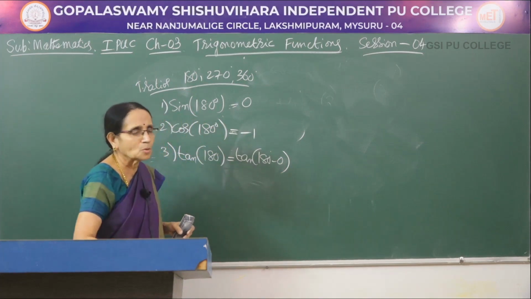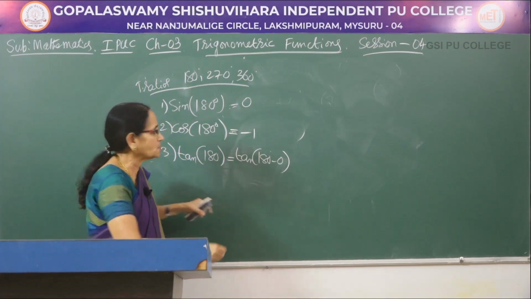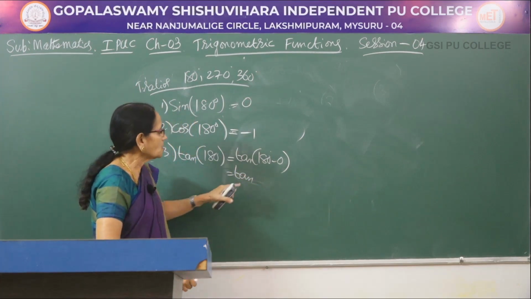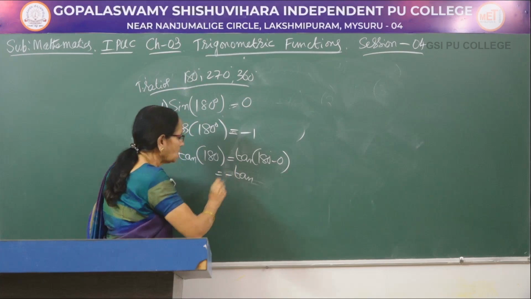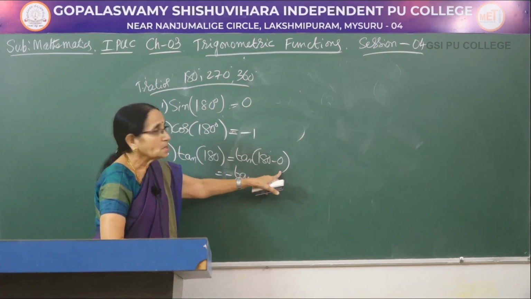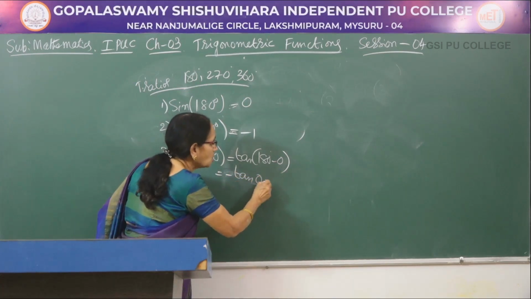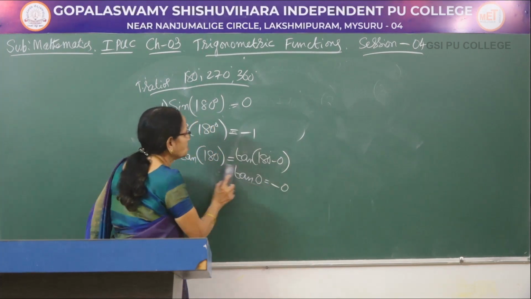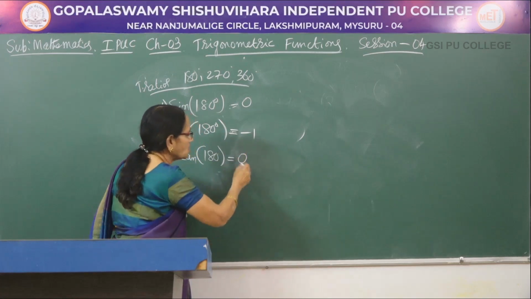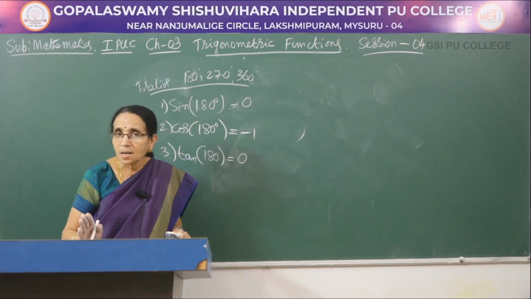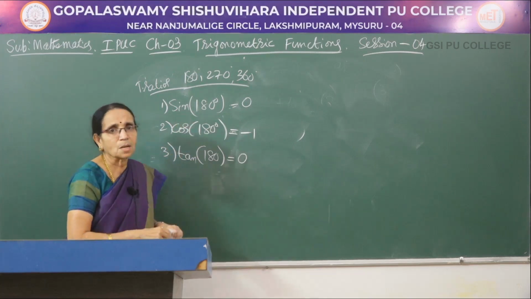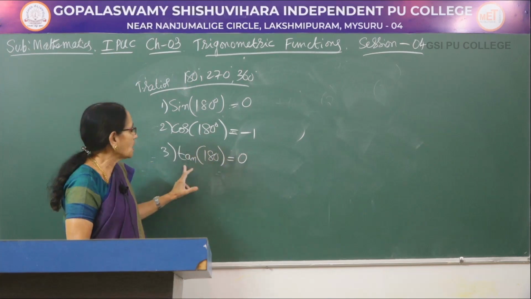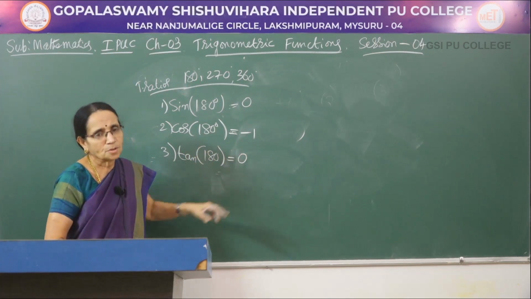Both ways you get the same result, no problem. Now, 180 minus something means you get the same function, tan. Of course, it is negative only, minus, but tan 0, what is tan 0? Tan 0 is 0. Minus 0 plus 0 doesn't matter, so we write it as 0. So, these are the values of these trigonometric ratios at 180 degrees. Sin 180 is 0, cos 180 is minus 1, tan 180 is equal to 0.